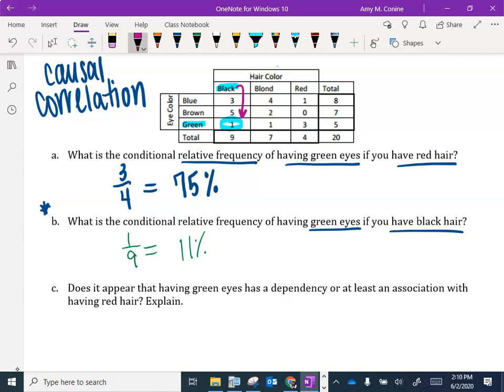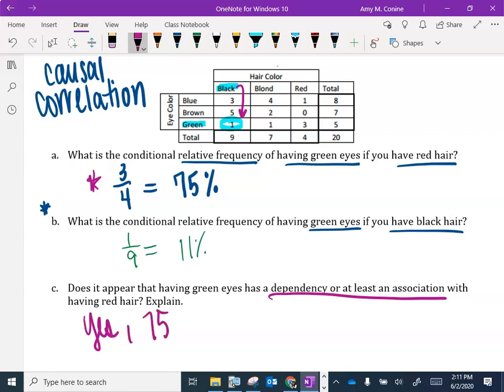And so part C, does it appear that having green eyes has a dependency or at least an association with having red hair? So remember, association is that relationship. Based off what we got for part A, it does look like there's some sort of relationship between having red hair and green eyes. So you can write yes there. You can write an explanation. We've answered it, so explain.